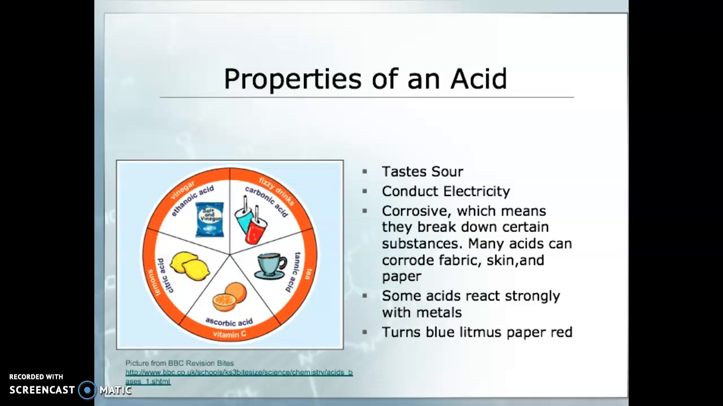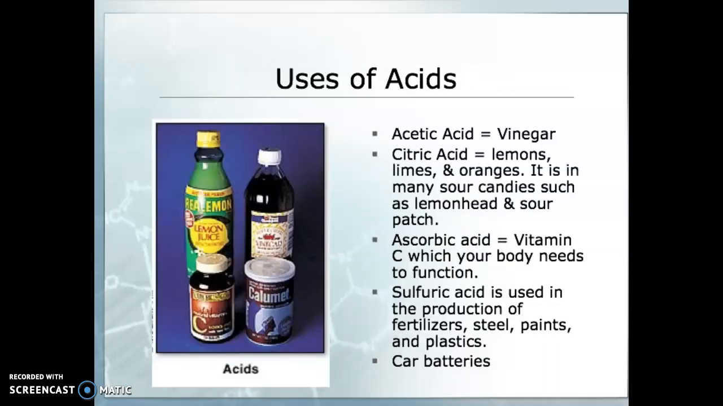We'll talk a little bit more about litmus paper, but for right now, you just need to know that if it's blue litmus paper, it will turn it red. Some common acids are vinegar, or citric acid, which comes from citrus fruits, like lemons, limes, and oranges. Most of these you can eat. It's not going to hurt you if you eat vinegar either. A lot of people drink apple cider vinegar to make them feel better. Both of those things are acids.